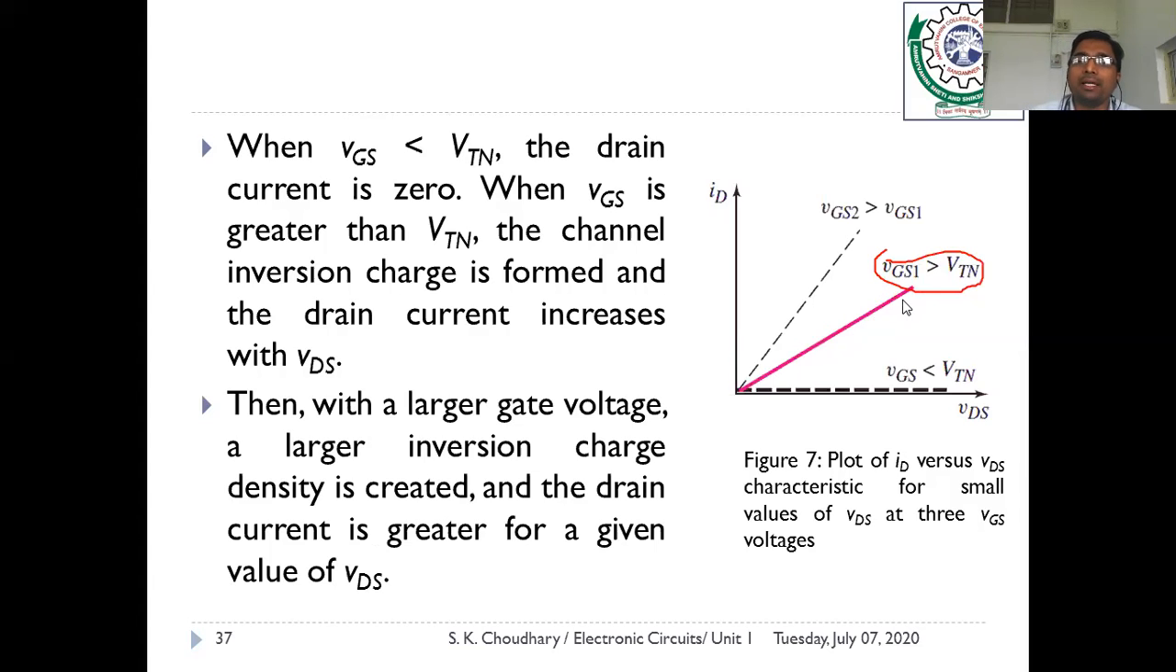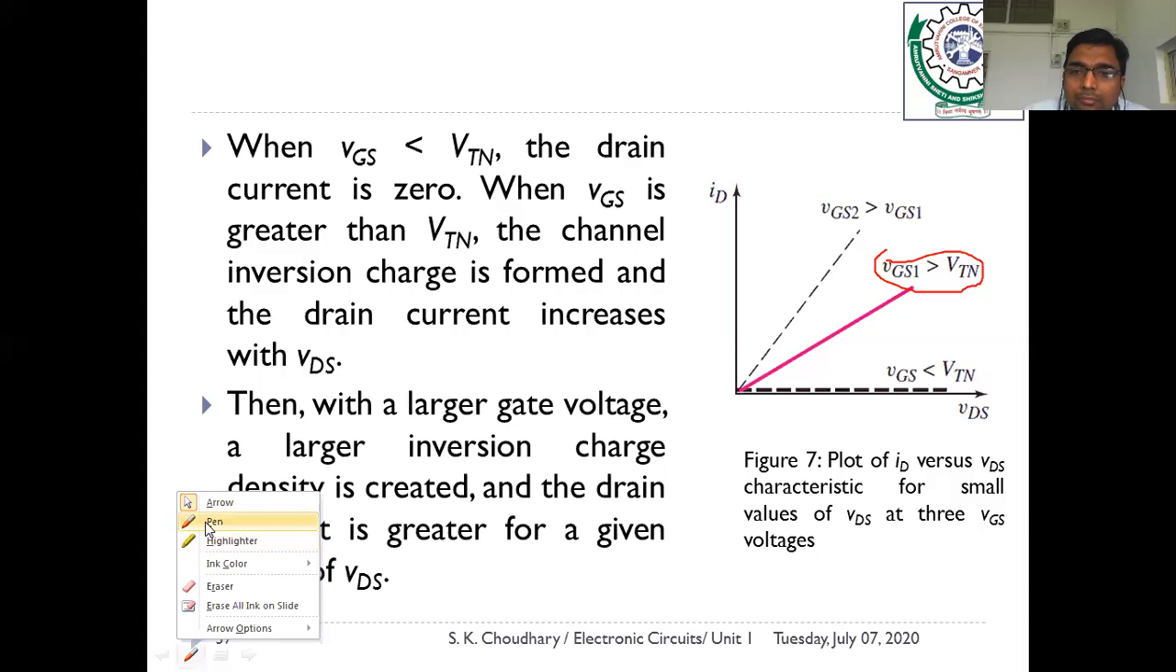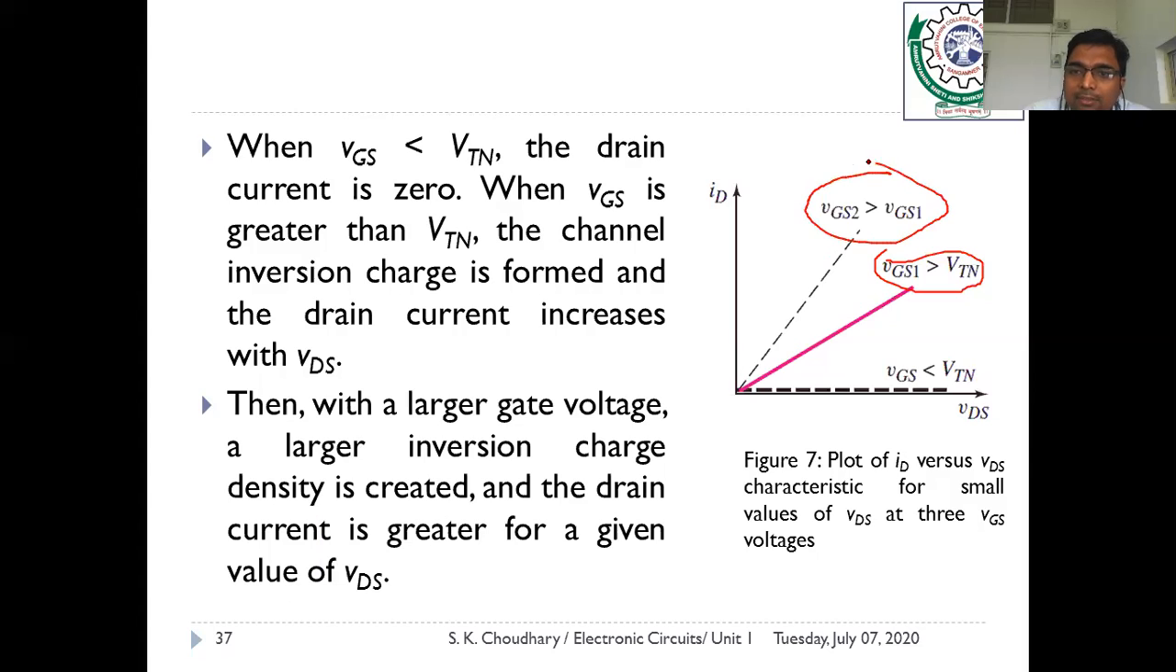The first requirement is VGS should be greater than VTN, and second, as you increase VDS, your current increases. With a larger gate voltage, a larger inversion region is created, and the drain current increases as VDS increases. You can see here a comparison between two gate to source voltages, where VGS2 is greater than VGS1. For the same drain to source voltage, the current produced by VGS2 is greater than that of VGS1, because the value of VGS2 is larger than VGS1. So this is also one of the relationships.